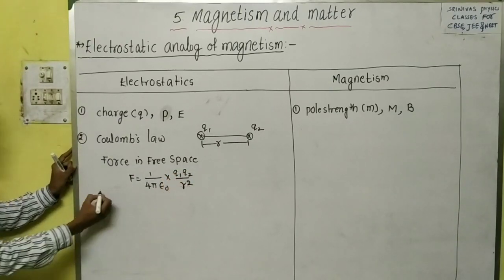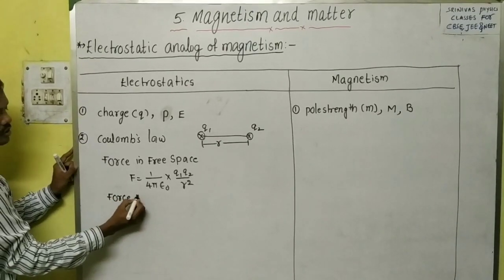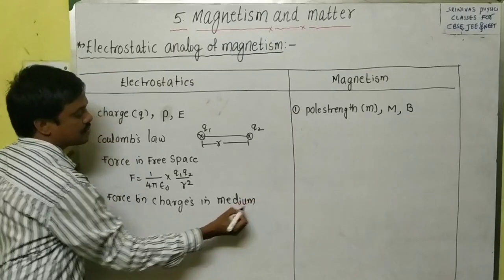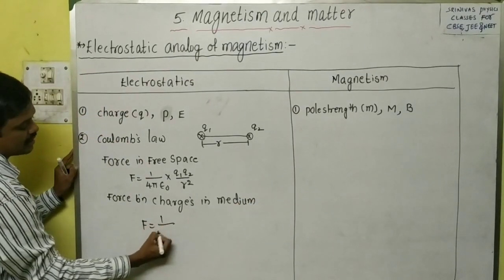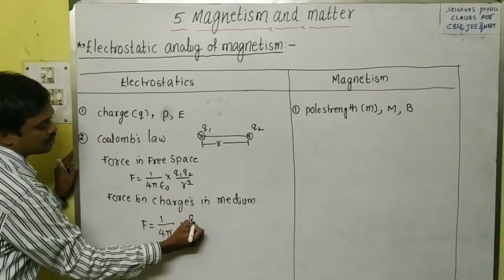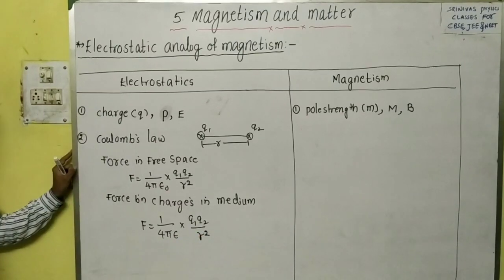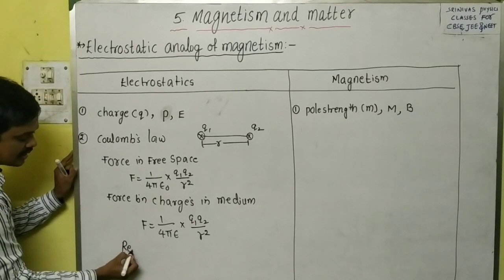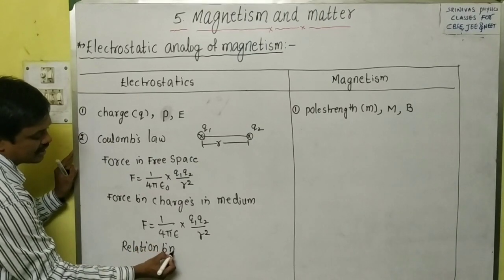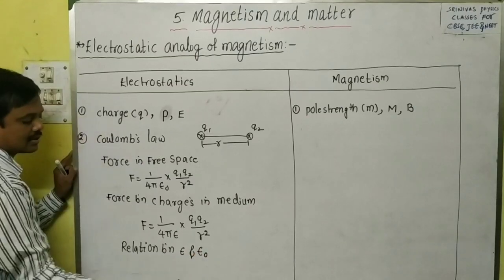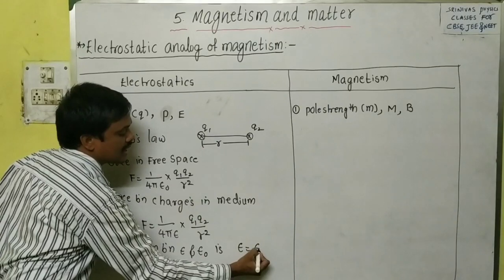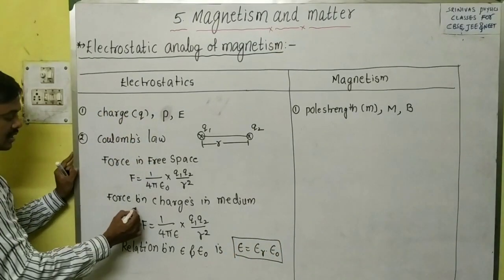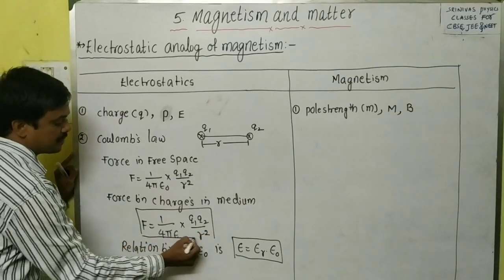This we know already. In a medium we write the force between charges like this: F is equal to 1 by 4 pi epsilon into q1 q2 by r square. Here this is epsilon and this is epsilon naught. The relation between epsilon and epsilon naught is epsilon is equal to epsilon r into epsilon naught. What is epsilon r? Epsilon r is the relative permittivity.